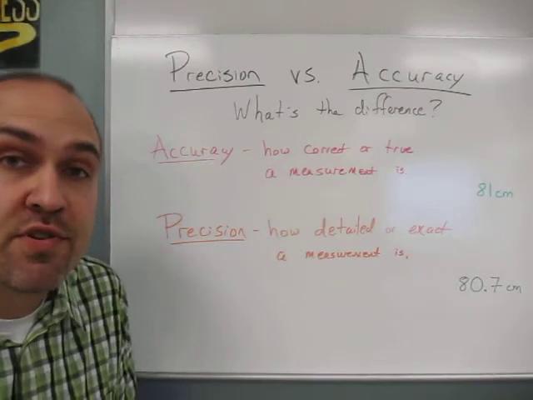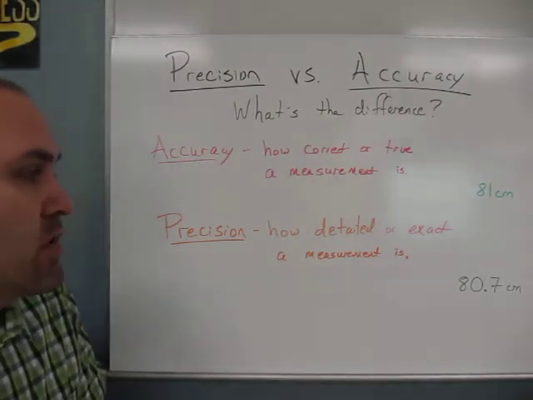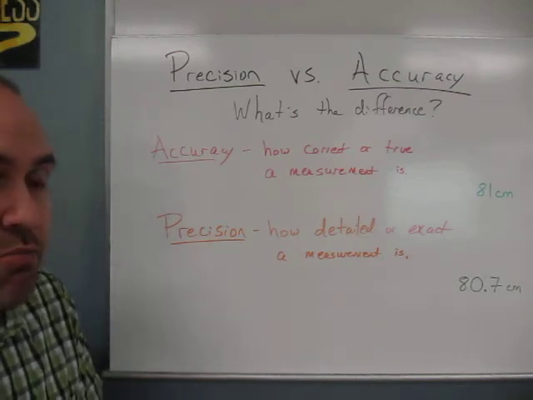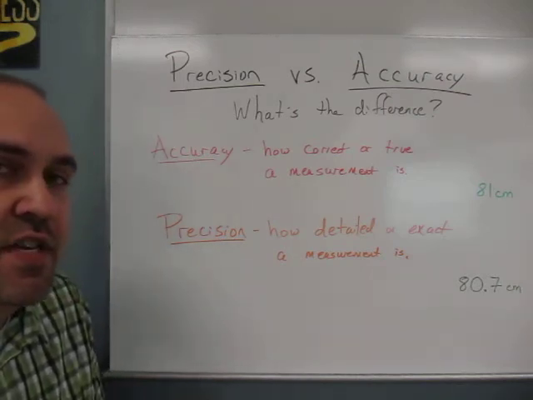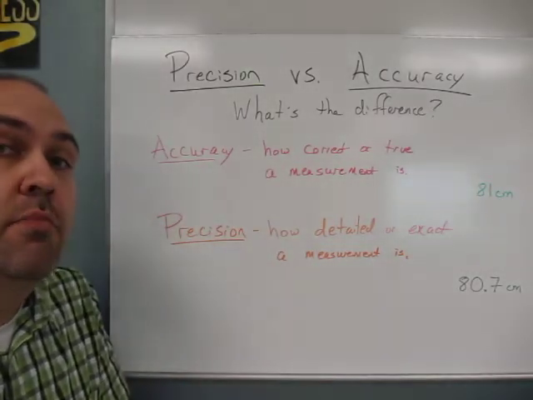Today, we're going to talk about precision and accuracy. What's the difference? Those two words are commonly used interchangeably, but in science, we have very specific definitions for those two words. Accuracy is how correct or true a measurement is.